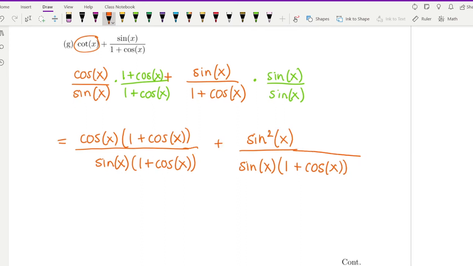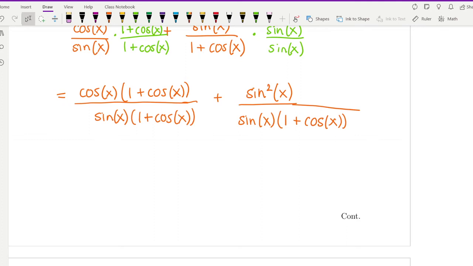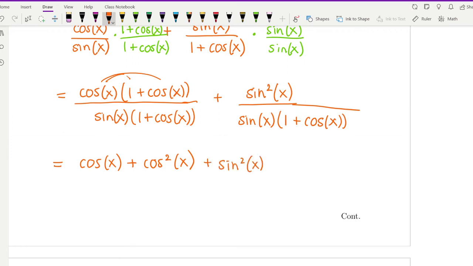Okay, so what should we do next? Well, we can combine the two fractions, and we can also multiply this part out. So maybe let's do that first. So if we multiply this numerator out, we get cosine of x plus cosine squared of x. And then we can combine that with the other numerator. So that's plus sine squared of x. And that's all going to be divided by sine of x times 1 plus cosine of x.